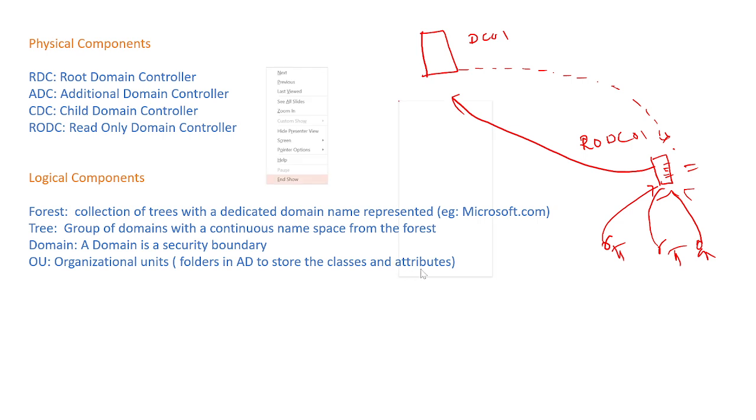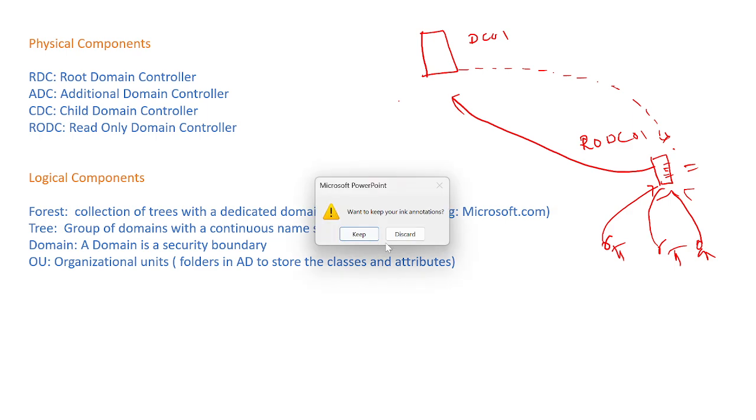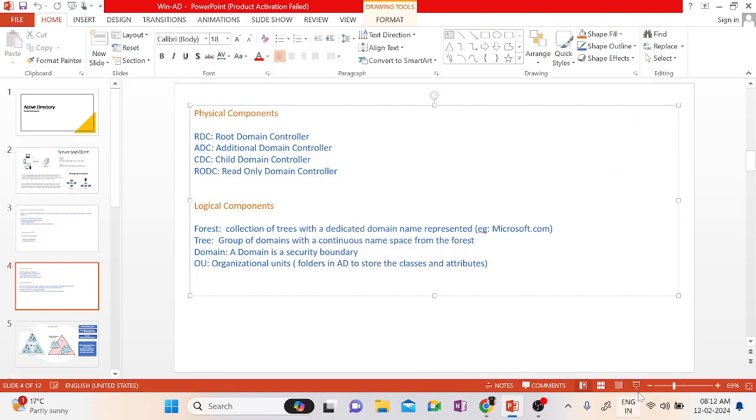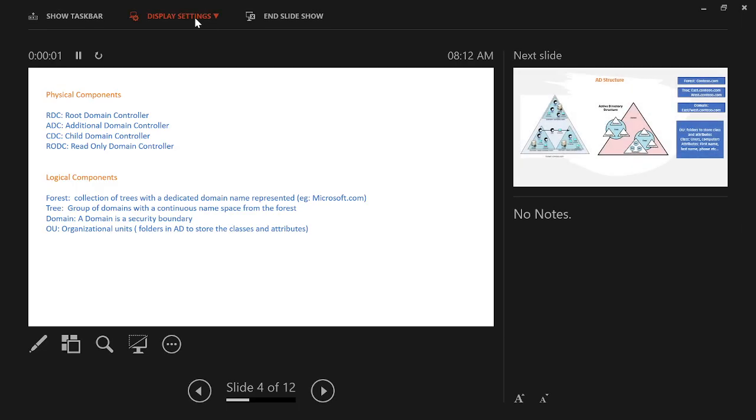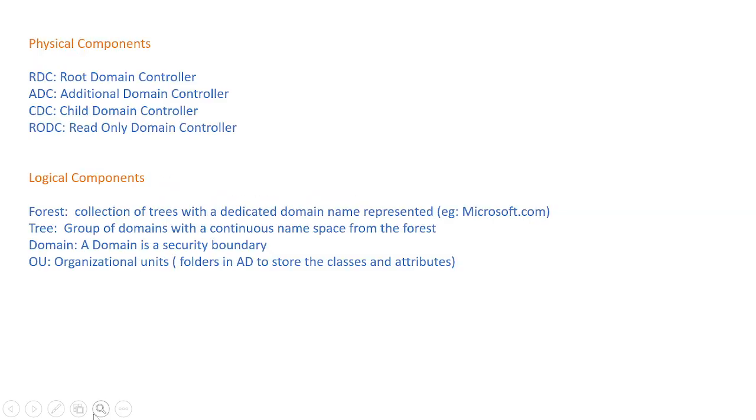So logical components, they're similar to the physical components. We also have logical components. In the logical components also we have 4 components. So the first one is forest. Second one is tree, then domain and the OU.